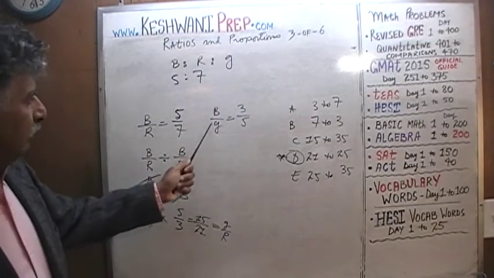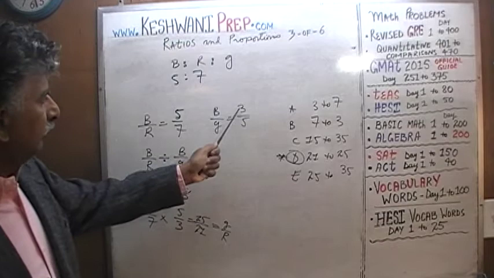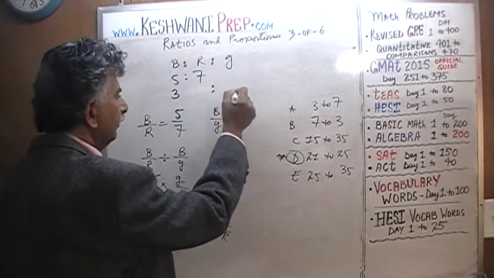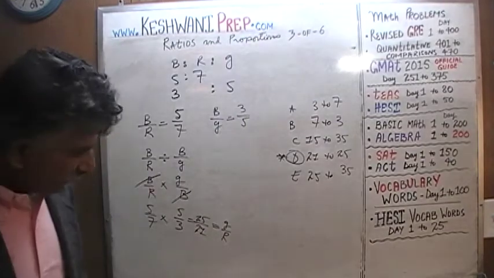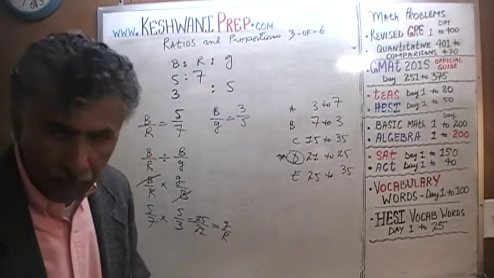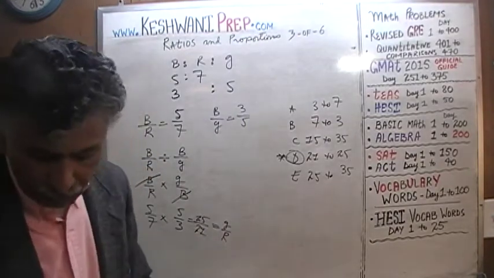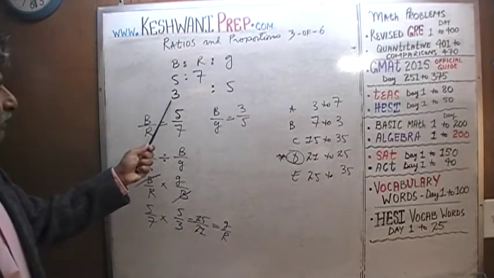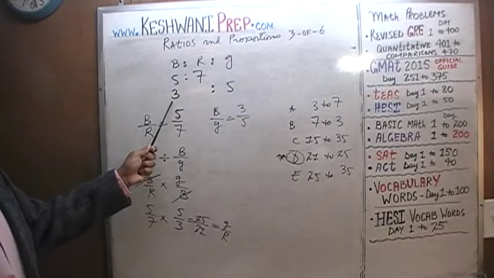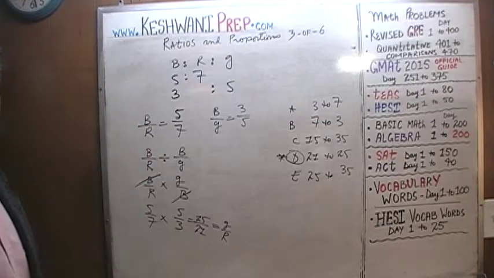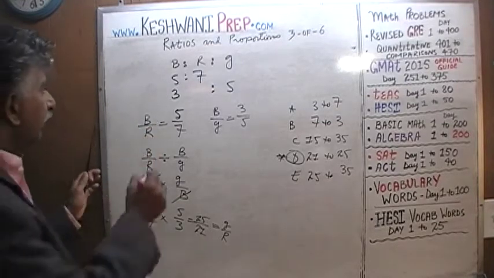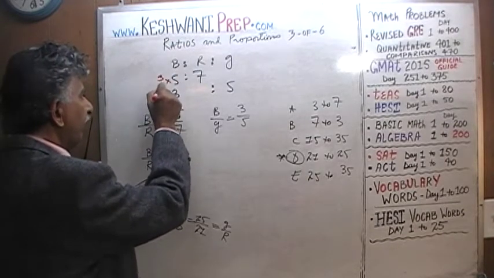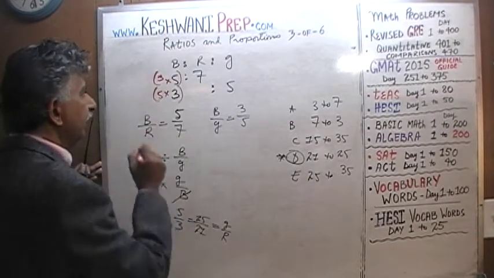We also know that blue to green is 3 to 5. Watch what happens now. I'm going to change the color one more time. It only takes a few seconds to do it this way. Again, here we have 5 blue marbles, here we have 3 blue marbles. You can't have that. We have to have the same number of blue marbles. The way we're going to do that is by multiplying this quantity by 3 and this quantity by 5. Now we have 15 here and we have 15 here.